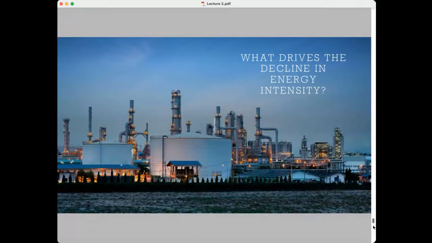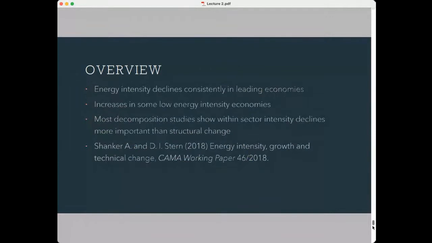So we saw energy intensity decline, and it declined quite consistently, at least at an aggregate level. What's really driving this decline in energy intensity? These are just some thoughts. It declines consistently over time in leading economies. On the other hand, it's increased in some low energy economies. Most decomposition studies are similar to the Kaya identity I talked about and the IPAT identity I talked about last week.